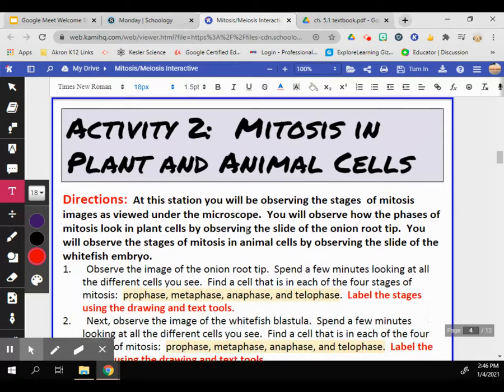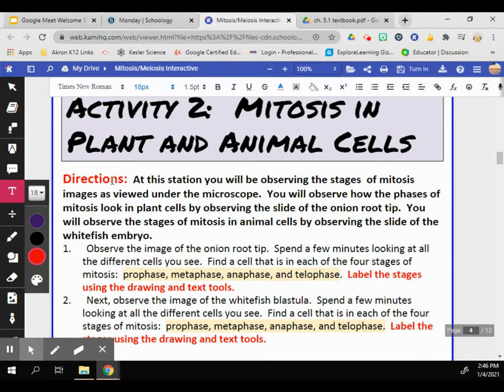Now activity 2 is looking at mitosis in plant and animal cells. So here's your directions. At this station, you'll be observing the stages of mitosis images as viewed under a microscope. Normally we would do this in class, but I've given you pictures to look at. You will observe how the phases of mitosis look in plant cells by observing the slide of an onion root tip. Onion roots grow very quickly, so there's a lot of mitosis going on in those cells.